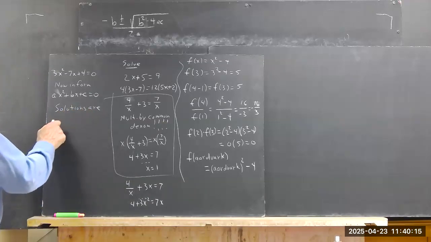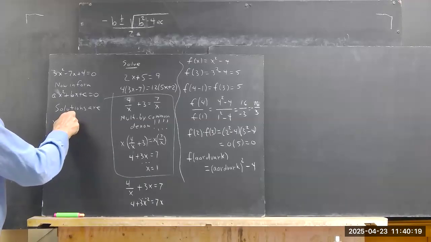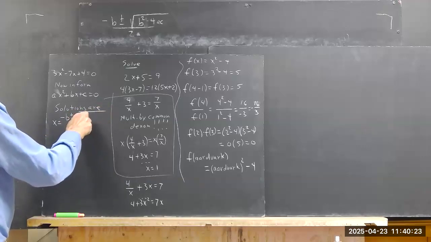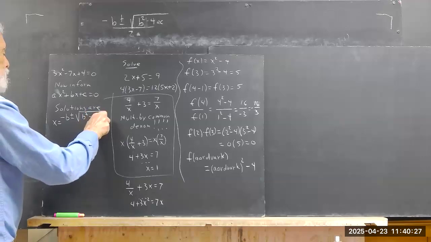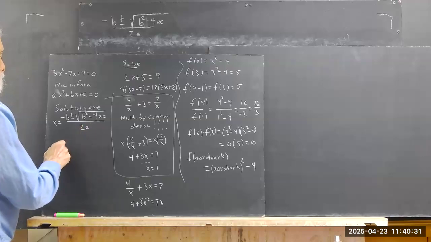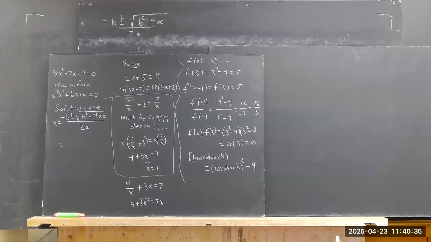Solutions are x equals negative b plus or minus the square root of b squared minus 4ac, all divided by 2a. Okay.